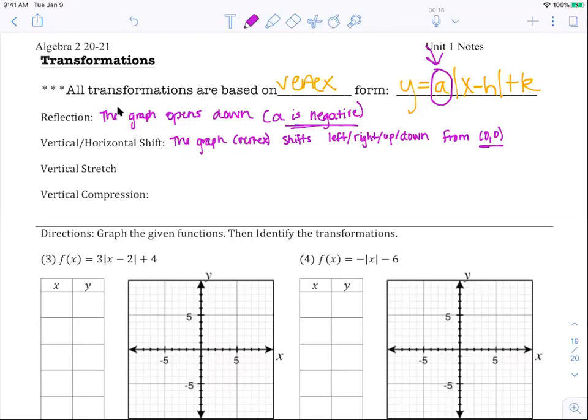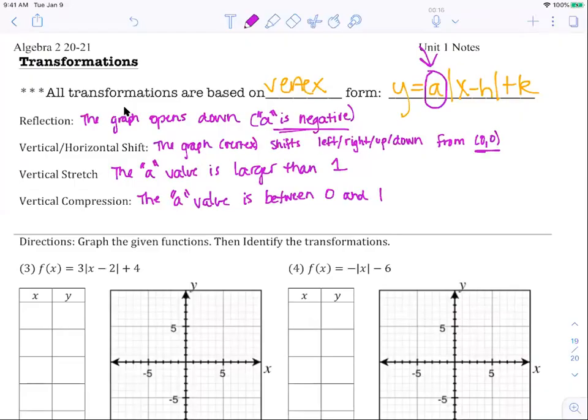But the key is that the parent function has no transformations. So the next two that we're going to talk about are vertical stretches and compressions. A vertical stretch specifically is when the a value is larger than 1. Something to keep note of is that transformations imply that something is changing.